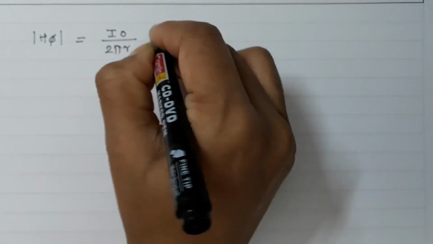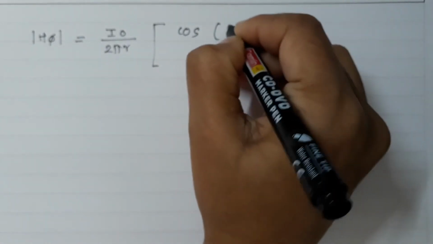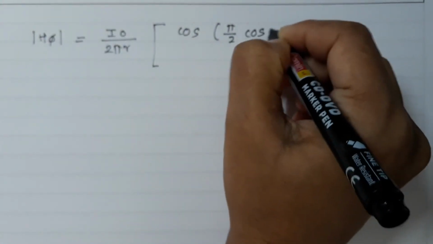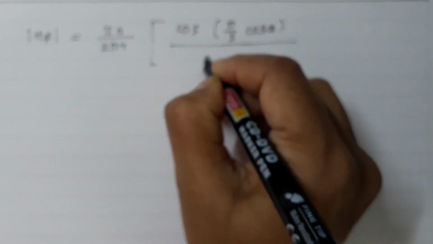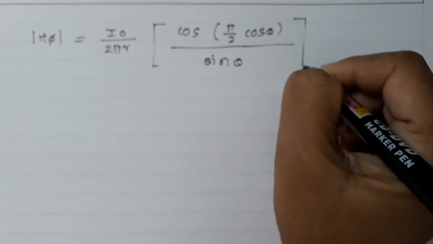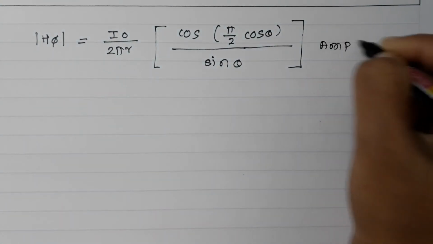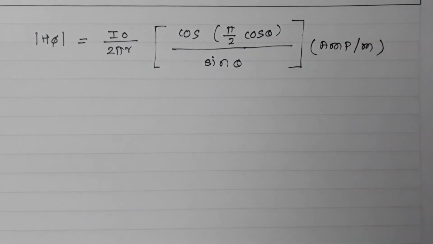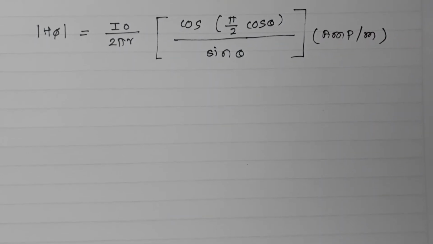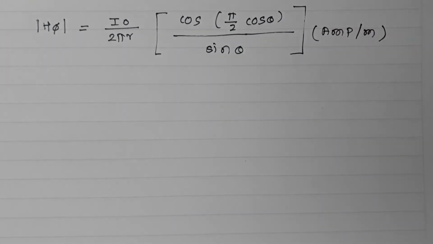So here H phi is equal to I0 divided by 2 pi r, cos of pi by 2 cos theta divided by sine of theta, which is ampere per meter. So the unit is ampere per meter. As you know, this is nothing but the magnetic field intensity. So this is the required magnetic field intensity expressed for the half wave dipole.